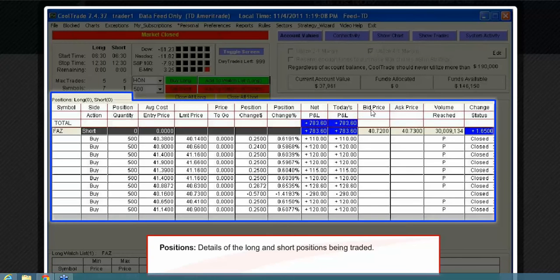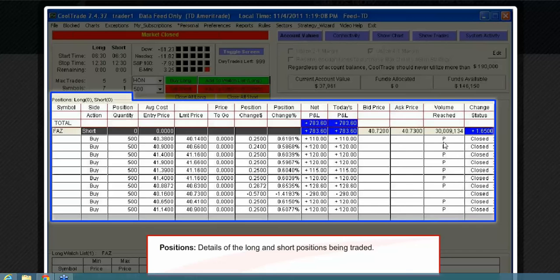So just to go over these columns here, bid price is here, and then we have the ask price. So that's telling you what the bid and the ask are. And then the next column is the volume. It's telling you how many shares have exchanged hands during that day.